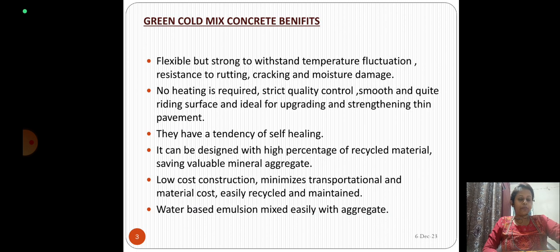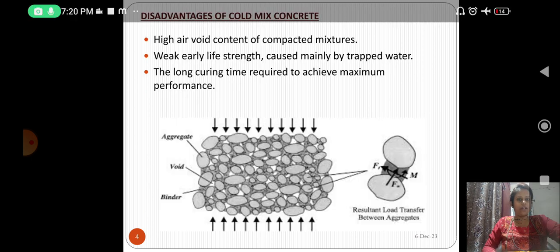without heating. The major benefits of cold mix asphalt are that it is flexible, and it can withstand temperature fluctuation. It can easily resist rutting, fatigue and moisture damage. The construction cost is lower, which also minimizes the transportation cost as it is easily transported. No skilled supervision is required, and the water-based emulsion can easily mix with water. It has a tendency of self healing.